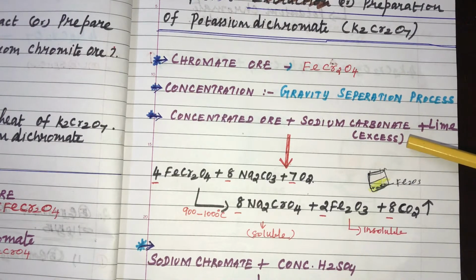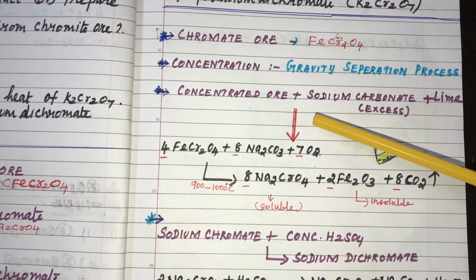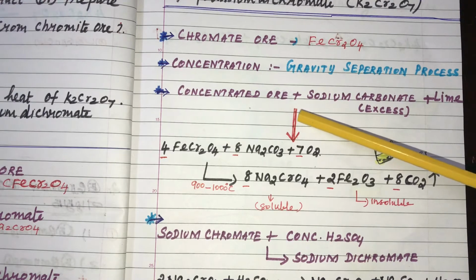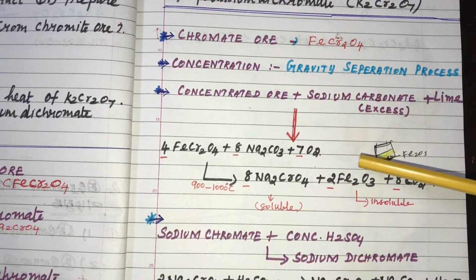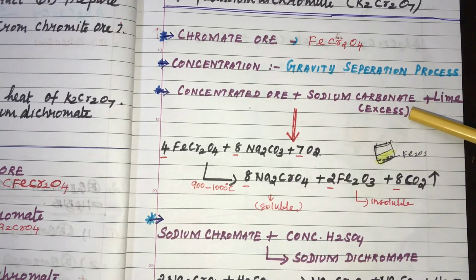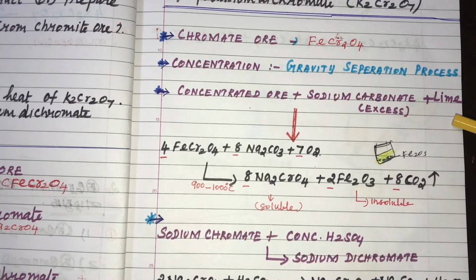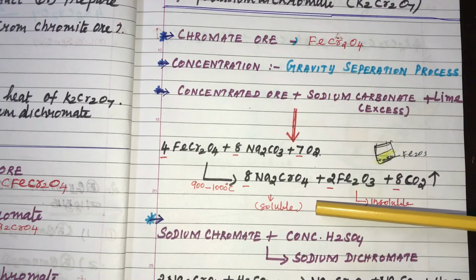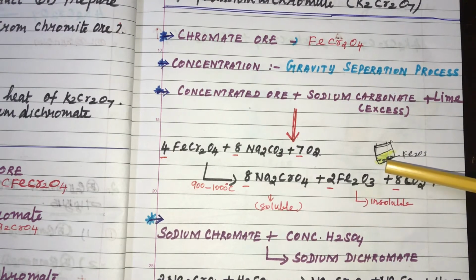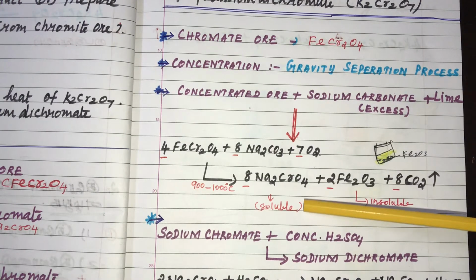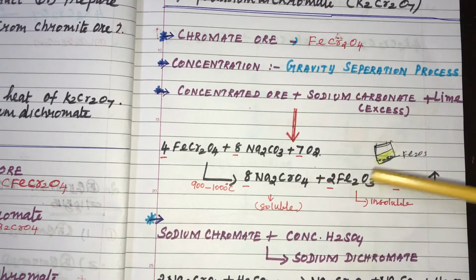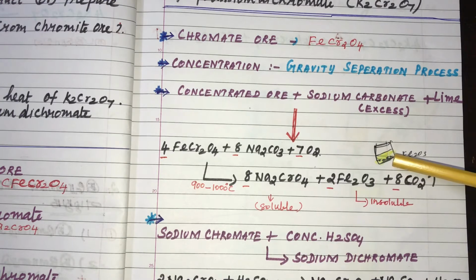The next point is that the concentrated, enriched ore is taken in a reverberatory furnace, mixed with excess sodium carbonate and lime, and heated in that furnace. On heating, the chromite ore is converted into soluble, yellow colored sodium chromate, and insoluble iron oxide is left behind at the bottom.